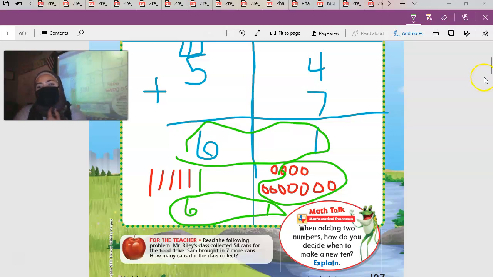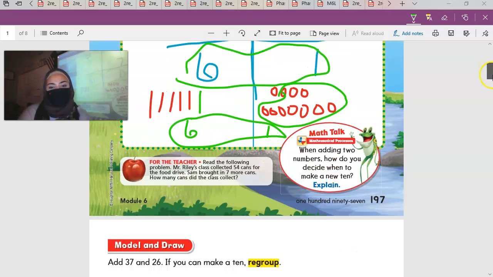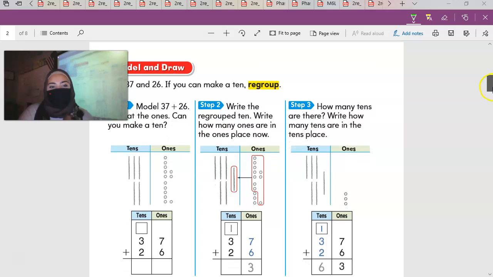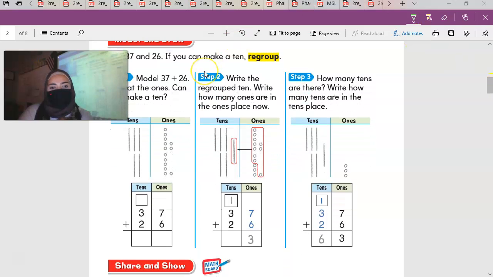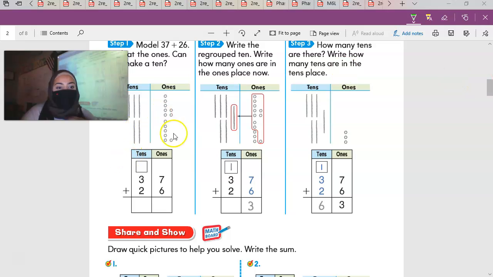All right. Okay, moving on. Add 37 and 26 if you can make a 10 regroup. So 37 plus 26. What they mean by if you can regroup is when you bring a number over to the tens place, when it goes up the escalator. That's what regroup means. So first we add the ones place.